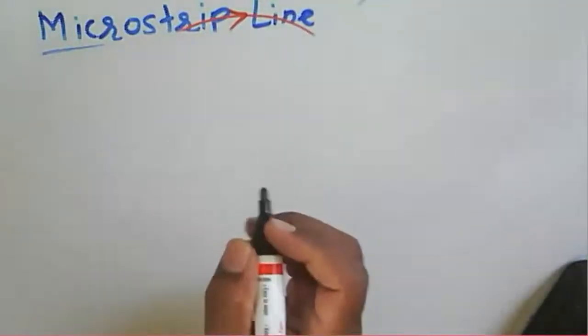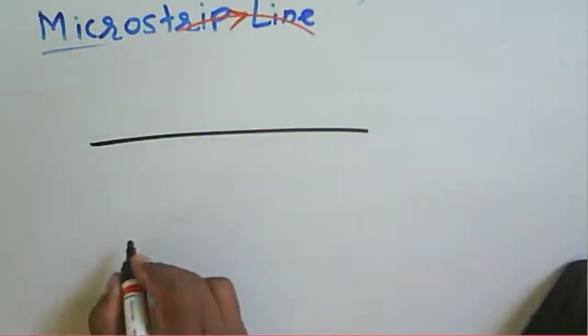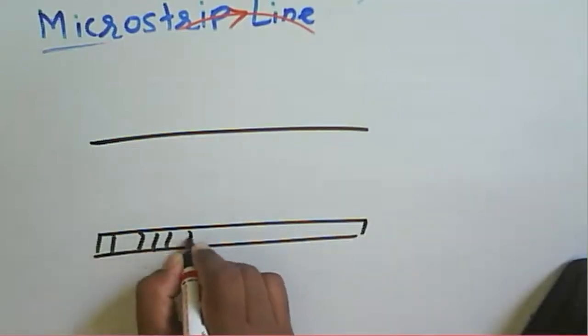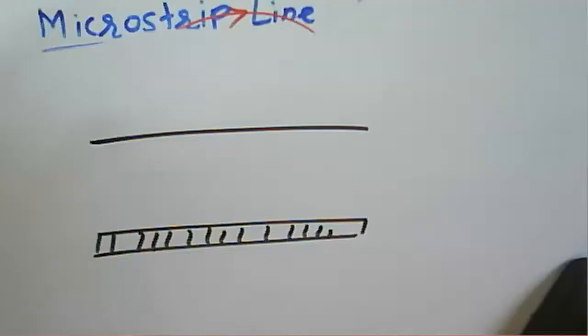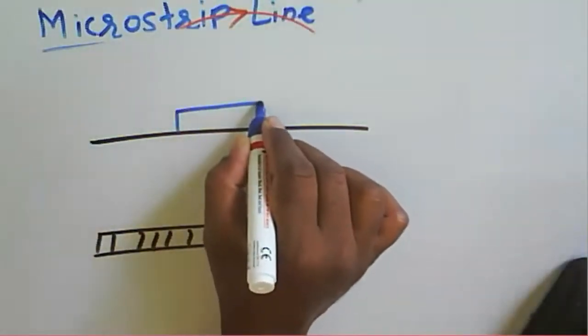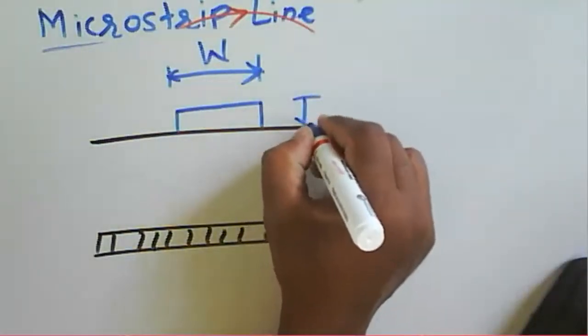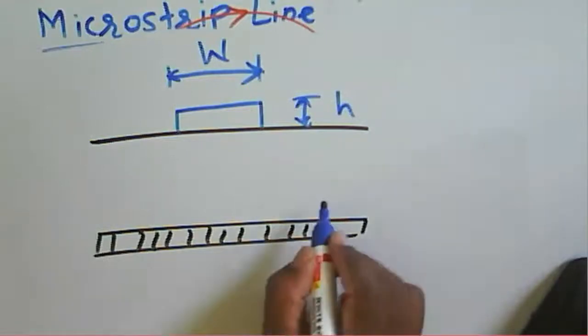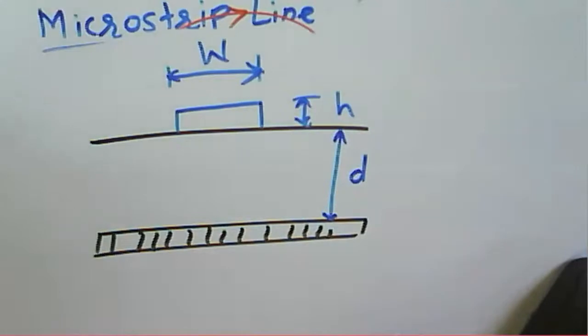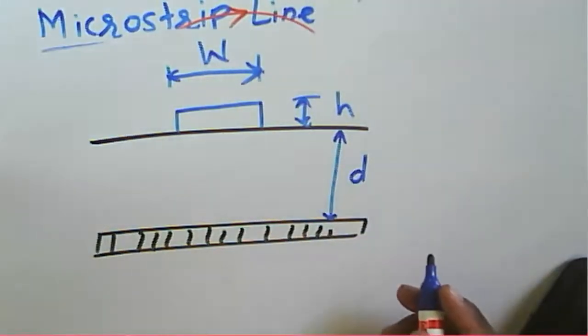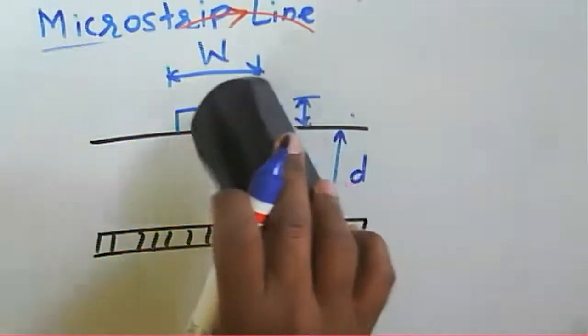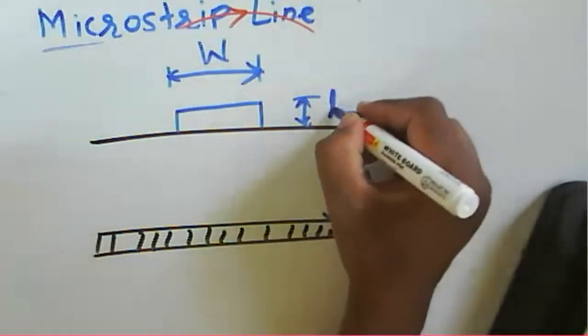And then for a given strip, around that strip there will be different values of epsilon R. Why? Because the material here is a microstrip, this one is a ground plane, and this one is a strip. The strip has some particular width. This one is the width, this is the height, and in between is the separation distance between the two planes. Generally, this one is the height, and this one is the thickness t.